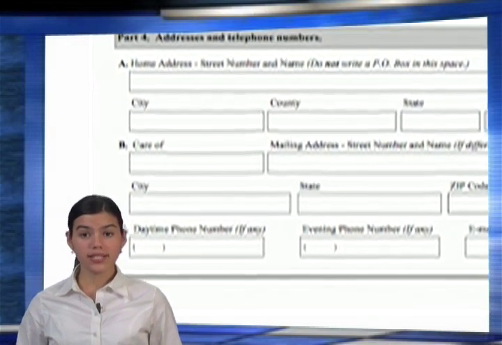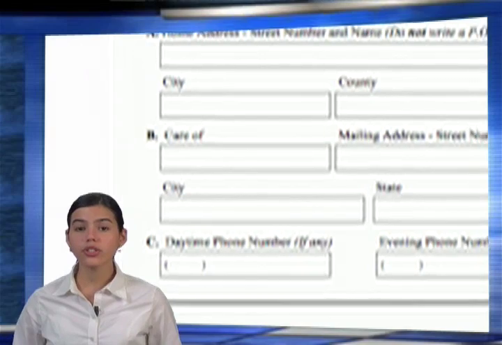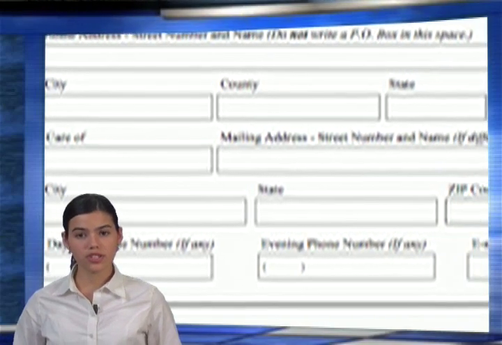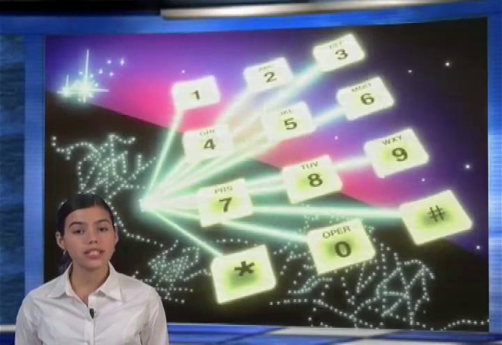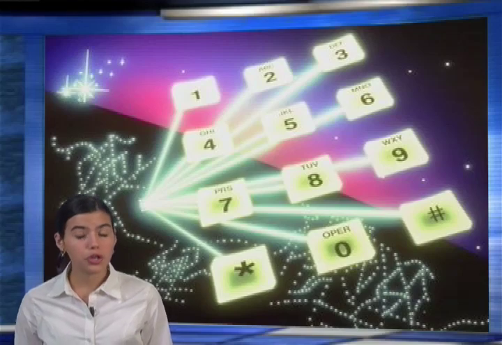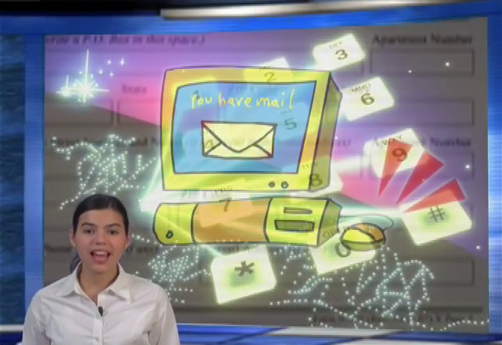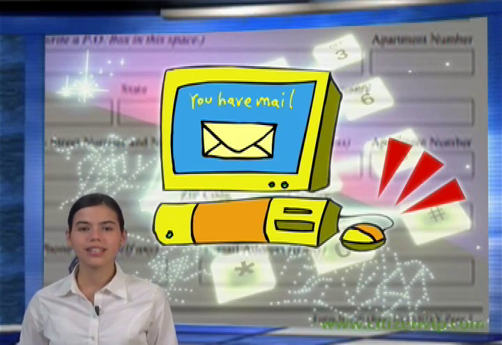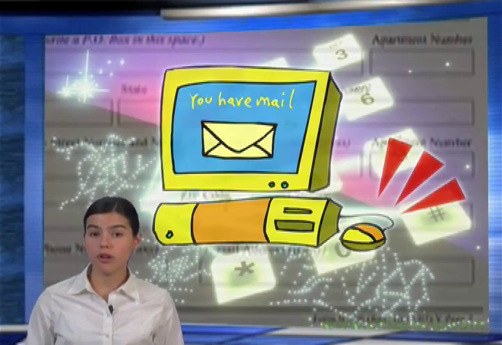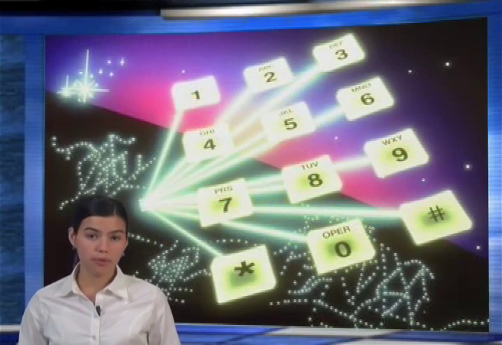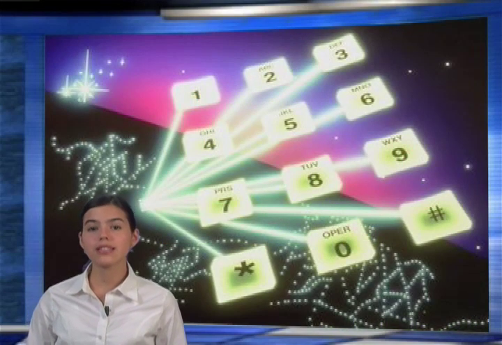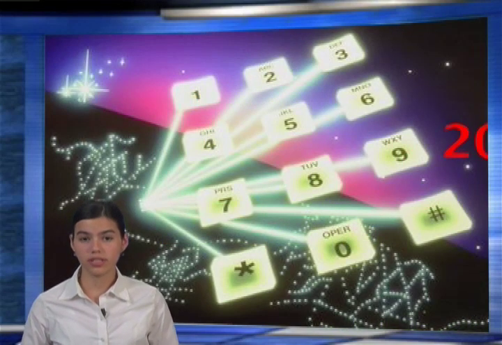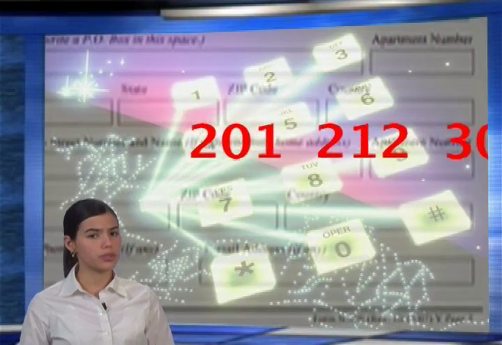In Part 4, Section C, you will be asked your telephone number and email address. By giving the U.S. Citizenship and Immigration Services your telephone number and email address, they might be able to contact you about your application more quickly. You might have a home phone number or work phone number. Make sure to memorize each. Do not forget your area code.